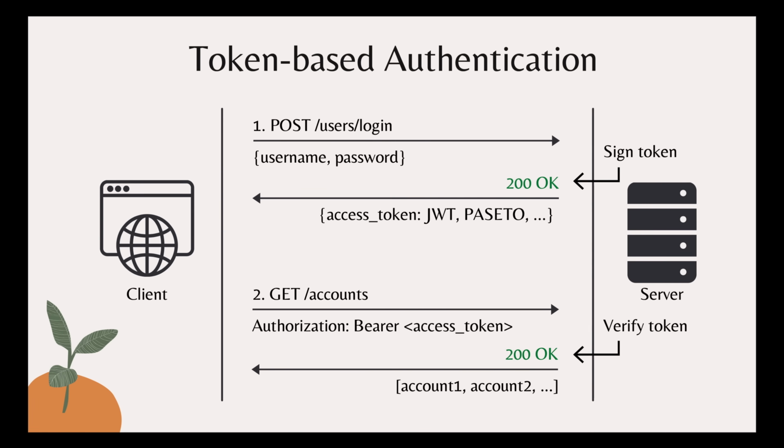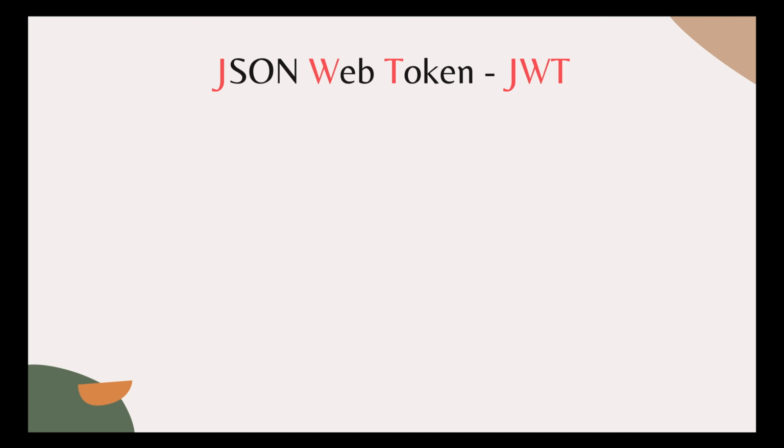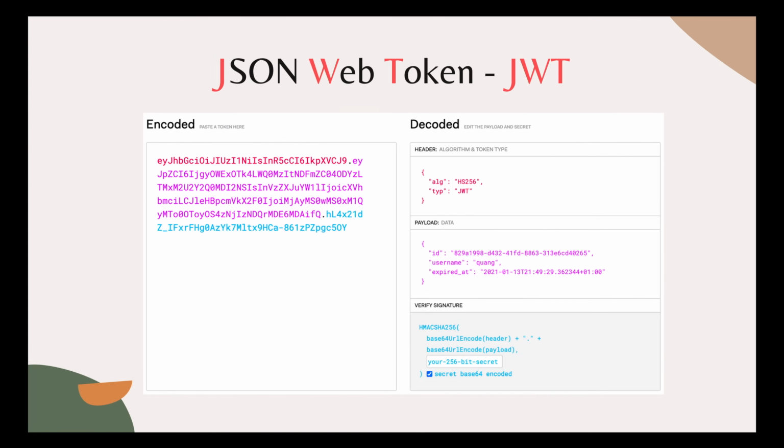Note that an access token normally has a lifetime duration before it gets expired, and during this time, the client can use the same token to send multiple requests to the server. So that's how the token-based authentication works. Now let's talk about JSON Web Token. Here's an example of a JSON Web Token.